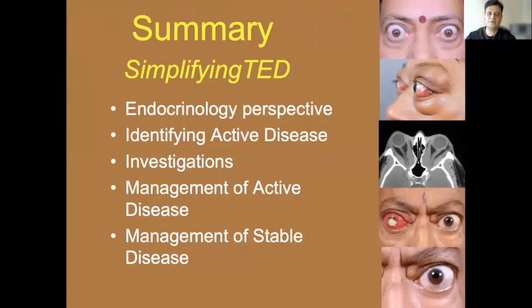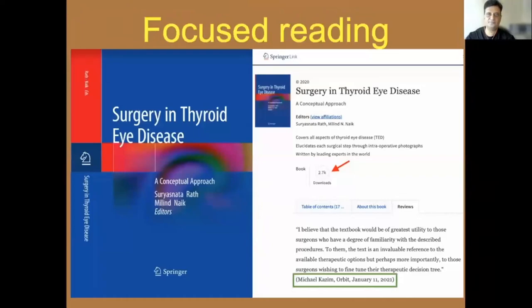So to summarize, we looked at the endocrine perspective, how to identify active disease, investigations in thyroid eye disease, management of active disease, and management of stable disease.